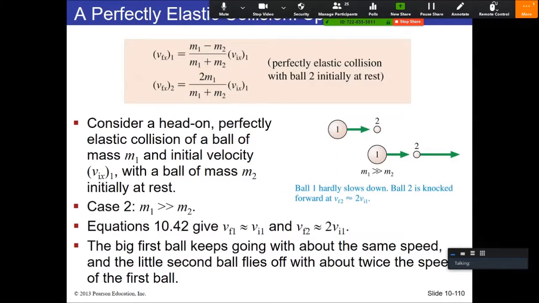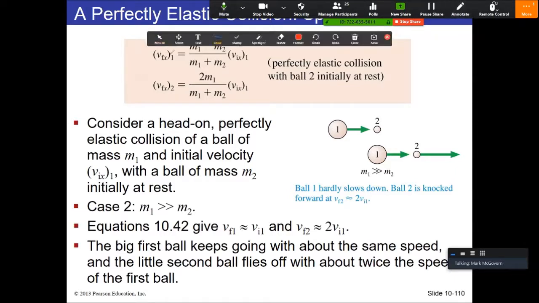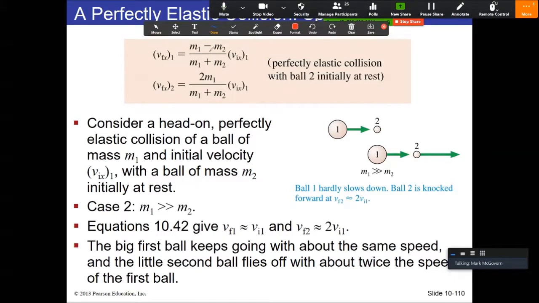All right, the other scenario is, what if ball number 1 is very, very massive compared to ball 2? Again, we have to look at these equations up here. Well, if ball 1 is very, very massive compared to ball 2, then you can kind of ignore mass 2 here. And if you ignore mass 2, this ratio is 1. And what that's saying is that, technically speaking, that ball will slow down a little bit, but not much.